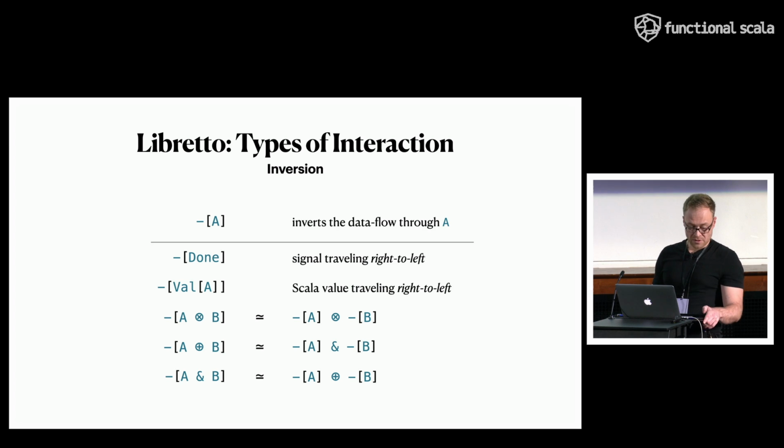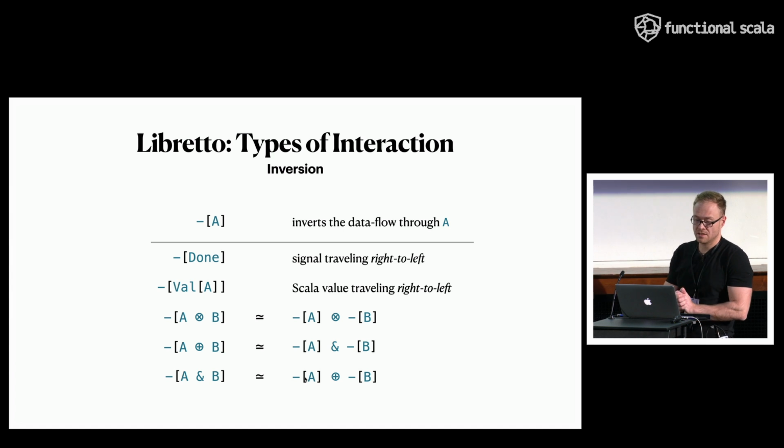Another important type constructor is inversion. Whatever the data flow is through A, in inverted A, it is exactly the opposite. So inverted done is a signal traveling now right to left. Inverted val, a Scala value traveling right to left. It's like sending values against the direction of the arrow. Inverted pair is the same as inverting both sides. And we have the nice duality that producer choice, when inverted, becomes consumer choice and vice versa.